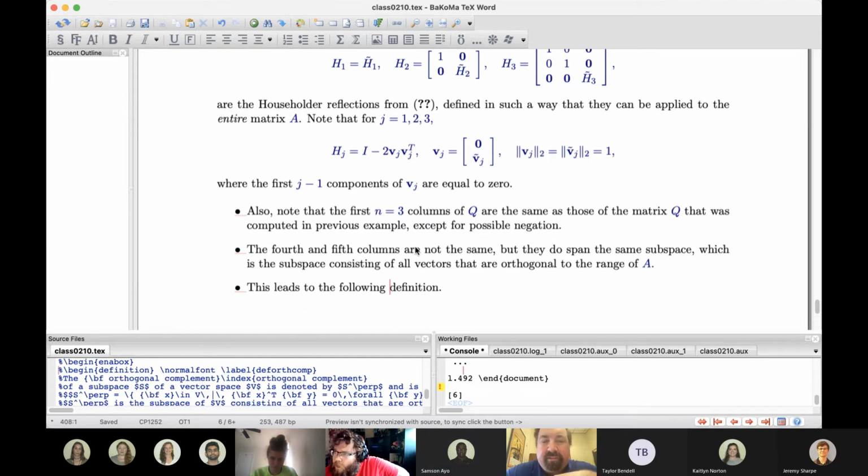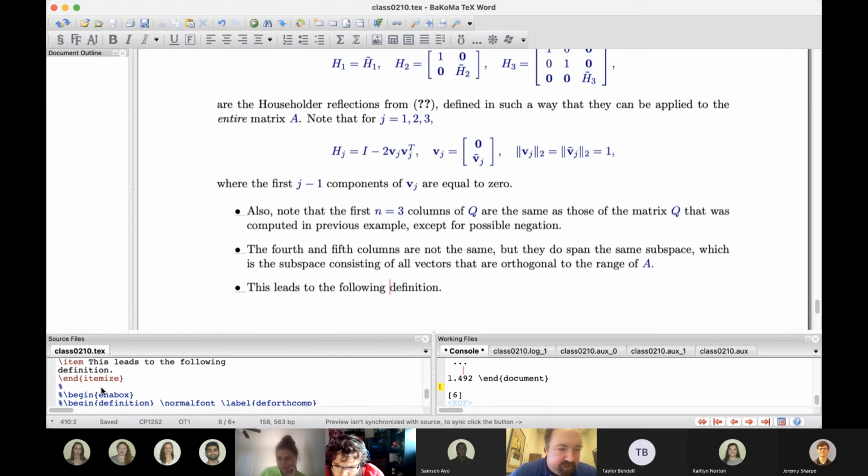Also keep in mind that for the 5x5 matrix Q that's produced by Givens or Householder, the fourth and fifth columns don't match, not even up to negation, but they do span the same subspace of dimension 2. That subspace is orthogonal to the columns of A. For a given subspace, you can have infinitely many orthogonal bases, so it just depends on the algorithm which one you're going to get. You can never expect the columns past column n to match.